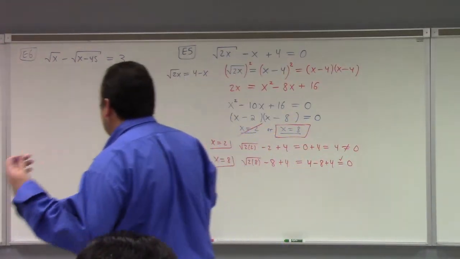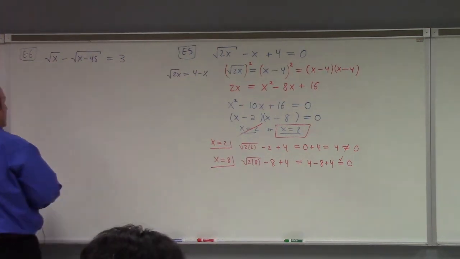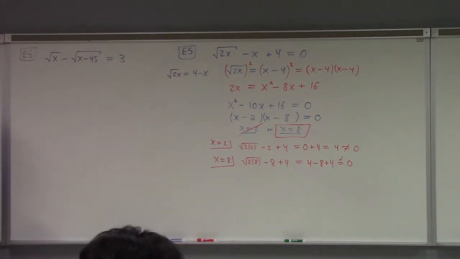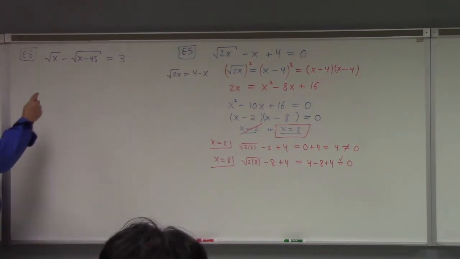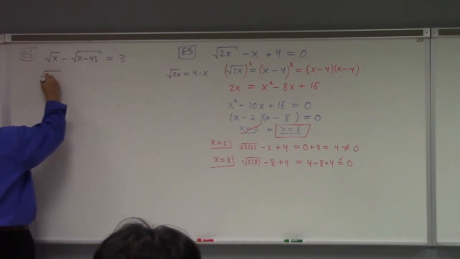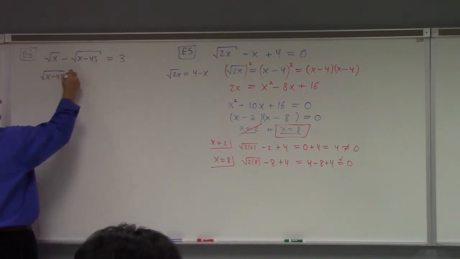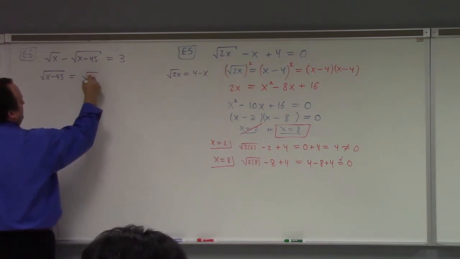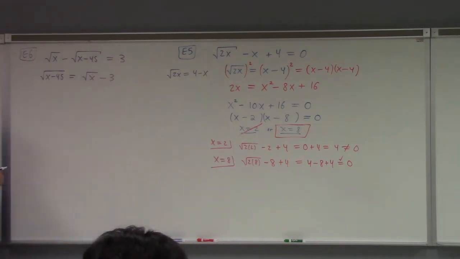So again, you want to isolate the radical. The trouble is now we've got two of them, right? So the question is, which one do you want to keep writing? Which one is more annoying to write? I think the square root of x minus 3 is more annoying, so you get rid of that one first. Isolate this x minus 3, x minus 45. So the square root of x minus 45 is equal to the square root of x minus 3. I just rearranged the equation a bit. And now square both sides.